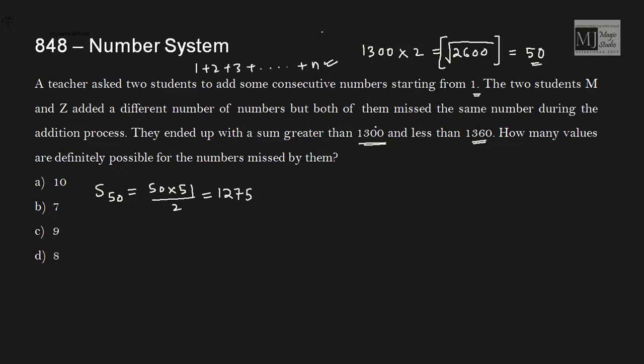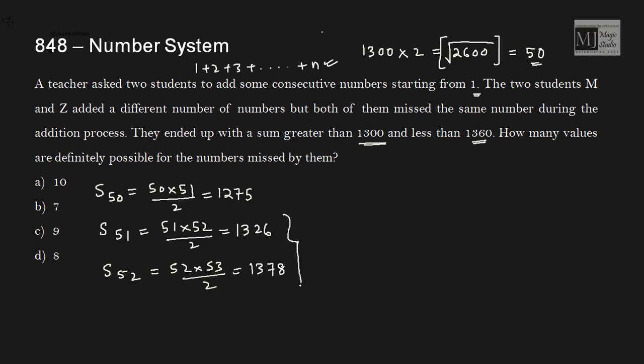Now 1275 is less than 1300. Next number, let's try. S51 would be 51 into 52 by 2. 51 into 26 would be 1326. Fine, that lies between this range. S52, 52 into 53 by 2. 53 into 26 would be 1378. Okay. So we need to consider these two.